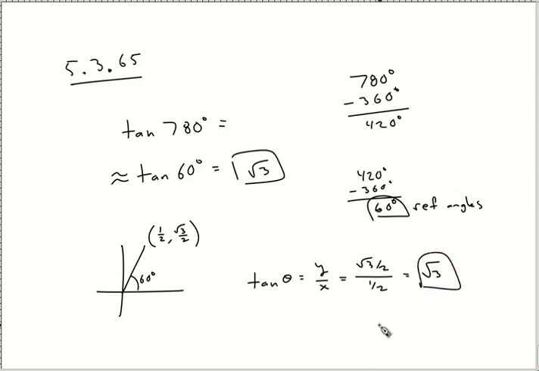Now, back just for a second, is it positive or negative? Well, again, we had this 780 because it went around, and it went around again. So I just removed that twice and it ended up exactly at 60. So yeah, it is going to be positive. It is going to be just the square root 3, which is nice.